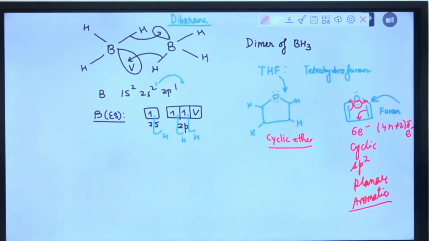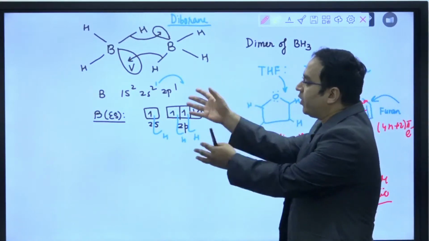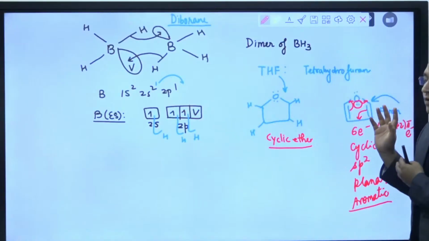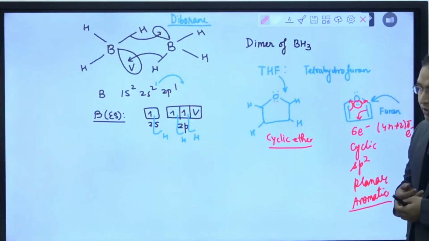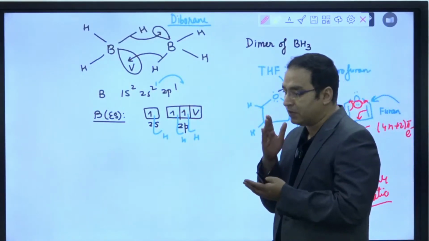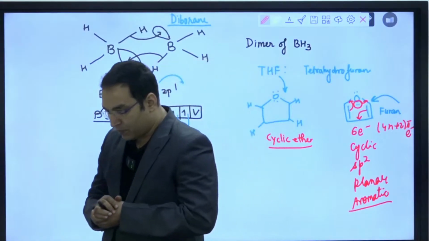So what we have done so far is we have drawn the structure of B2H6, we have drawn the structure of THF so that we can understand what is happening in the reaction. Basically, I am trying to clarify what is step number 1. Is that okay?